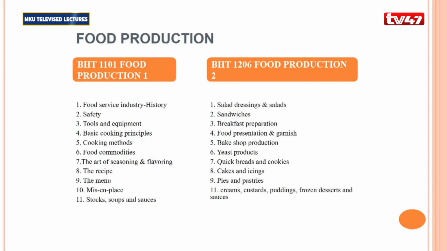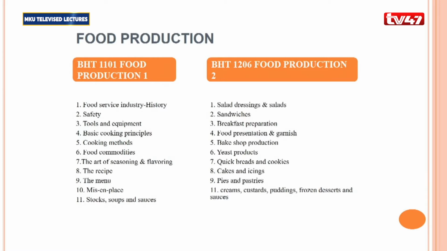Then we also looked at cooking principles. We looked at the methods of cooking, for example, boiling, stewing, paper bag cooking, etc. We also looked at food commodities, various food commodities that we have, especially in our country, things like the meats, the fruits, the vegetables, etc. We also looked at the art of seasoning and flavoring, which is very important. You know how to season your food, you know how to flavor your food, so that by the time your customers are eating your food, it is delicious food.